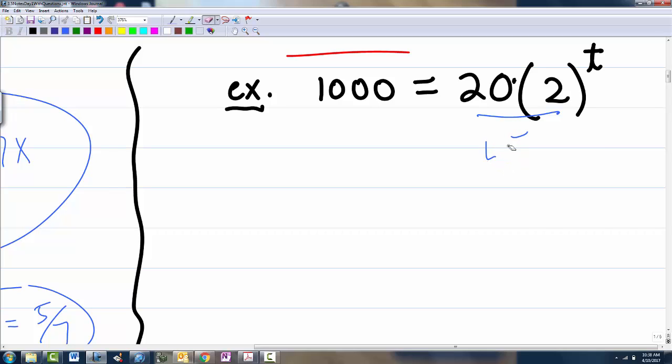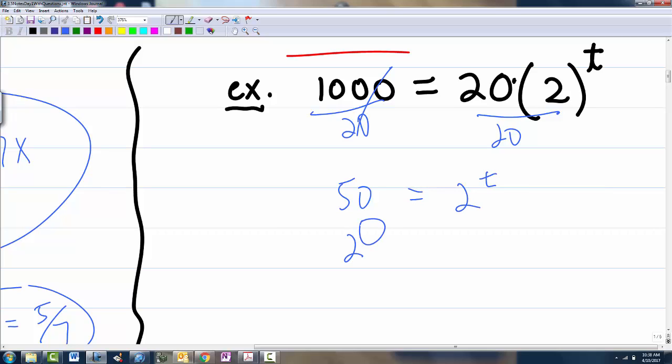The 20 is not raised to that power. So what should I do with that 20? Okay, now we're getting somewhere. Without a calculator, you're mean, Mr. S. 100 divided by 2, 50. Now, can I write 50 as 2 to a power? Can you or can't you?